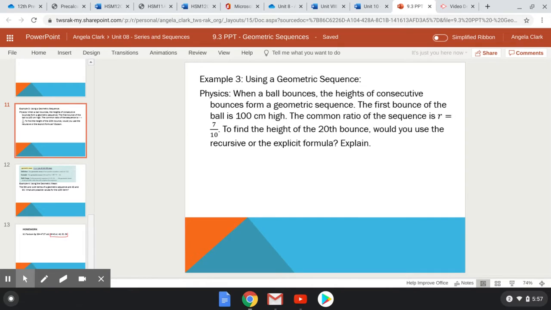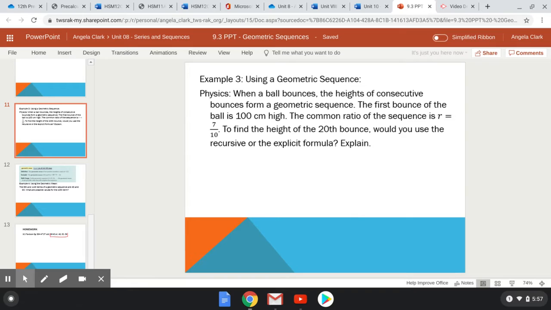All right, let's do a word problem with geometric sequences. So, in physics, when a ball bounces, the height of consecutive bounces forms a geometric sequence. If the first bounce of the ball is 100 centimeters high, and the common ratio of the sequence is r equals 7 over 10, we're going to find the height of the 20th bounce.